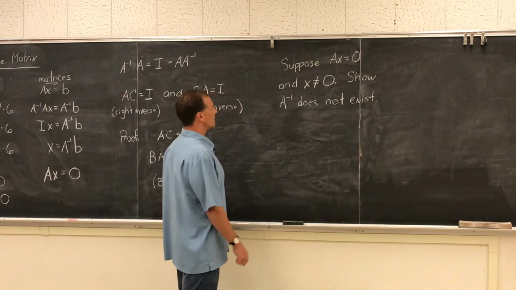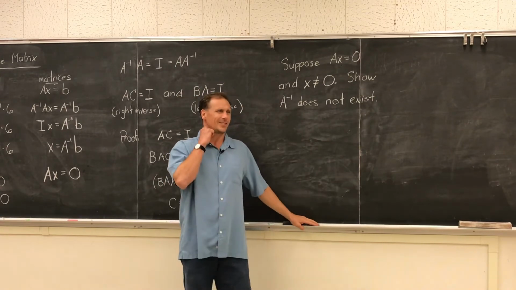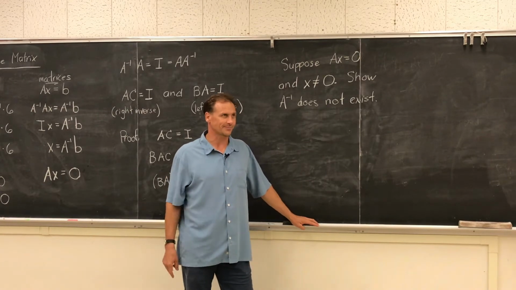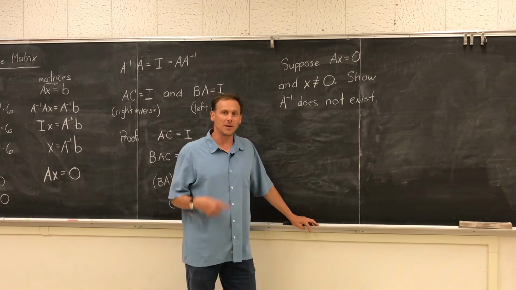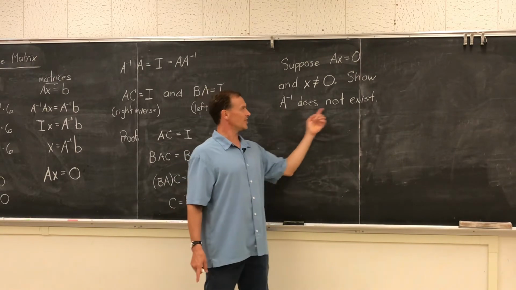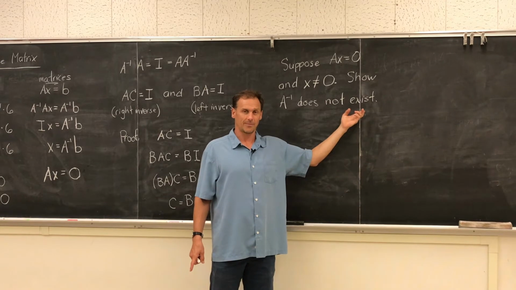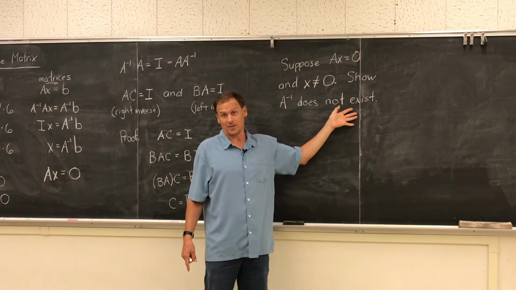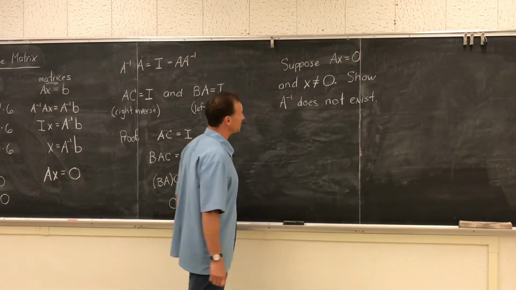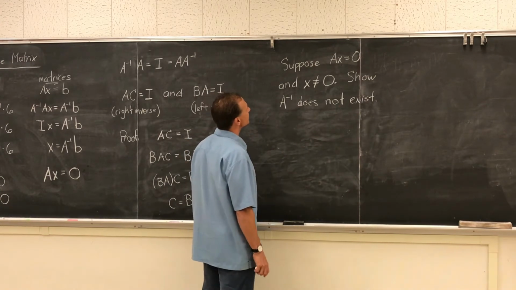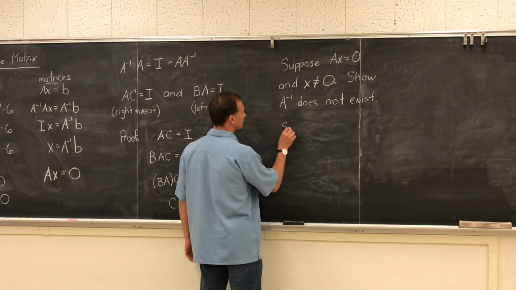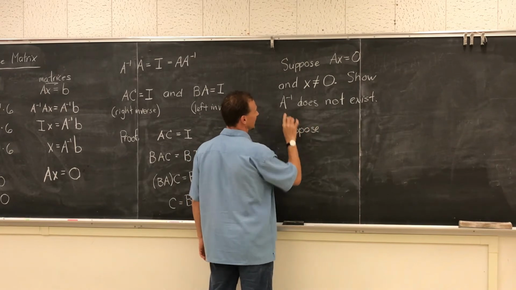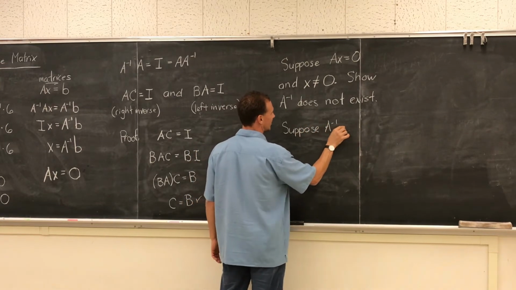So suppose that x is not 0, because if it is 0, obviously this is true. But what if it's true when it's not 0? Well, let's see. Trying to show something does not exist is kind of difficult. So this is a proof by contradiction. That means you assume that what you're trying to show is not that way, and then show that it produces garbage, then you've proved it. So let's do that. Suppose A inverse does exist.